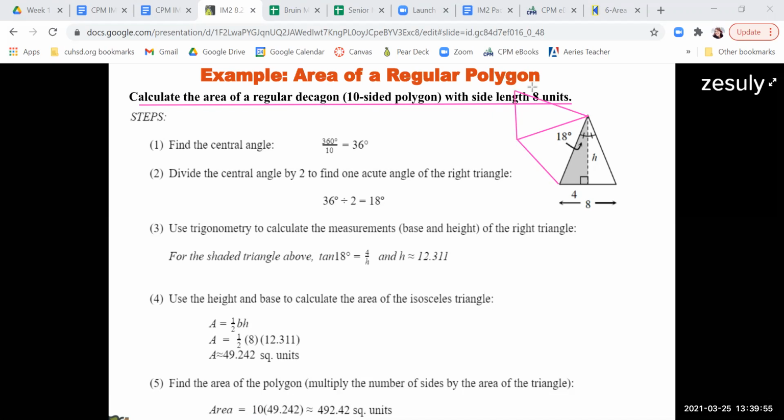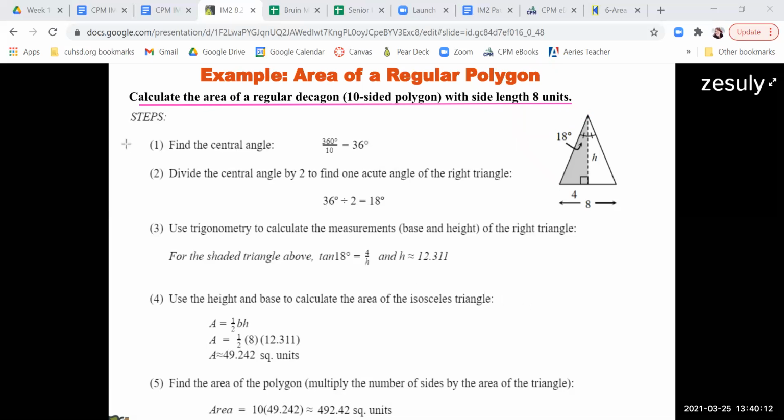Can you imagine this being built out all the way around? There's 10 of these triangles, and this is just one of them. So we're just focusing in on the one triangle, and then at the end, we'll times by 10.